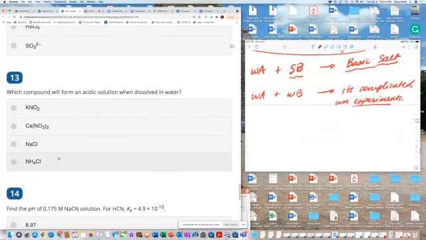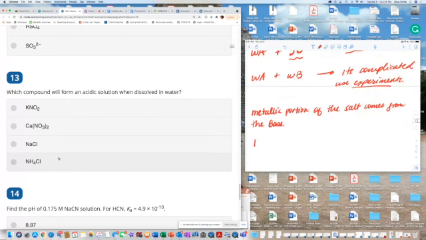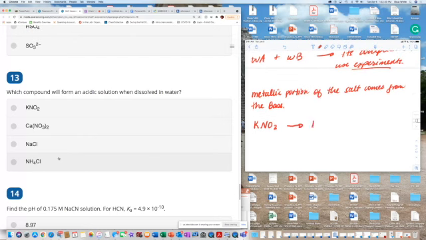I said metal, not metal, right? The metallic portion of the salt comes from the base. Okay? So for example, in the first one, KNO2, this ionizes into K plus, right? NO2 minus. This K came from probably KOH. That's the base, right?